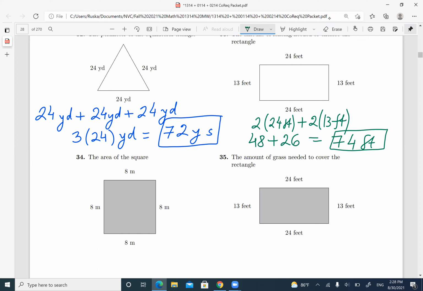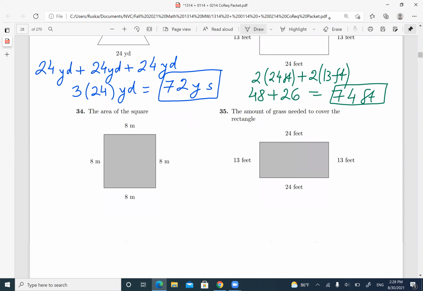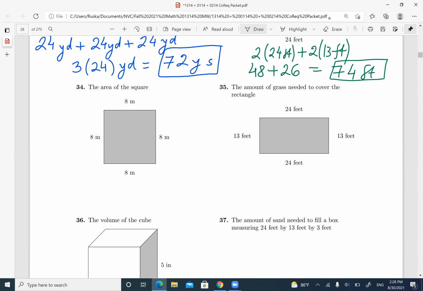Okay, so the next one is we have to find the area of the square. When you find area, it's length times width, right? In this case you have the same 8 and 8. So when I multiply 8 times 8, it's going to be 64. I'm going to write the area formula: because it's a square, it's going to be the side squared. In this case, 8 meters is the side. When I square it, it's going to be 64. What is going to be the unit here? What do you think? Meter square.